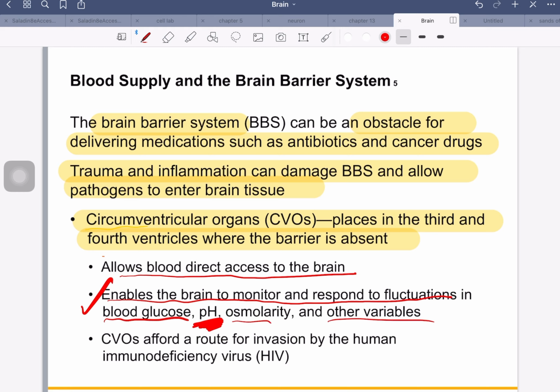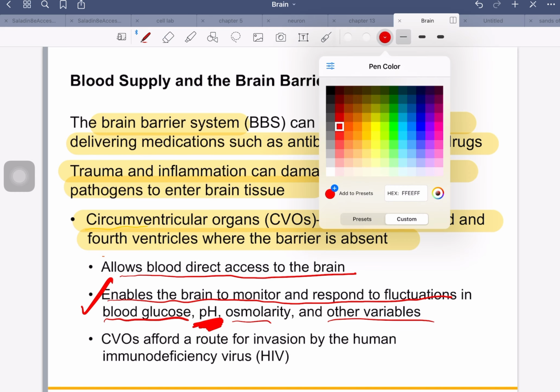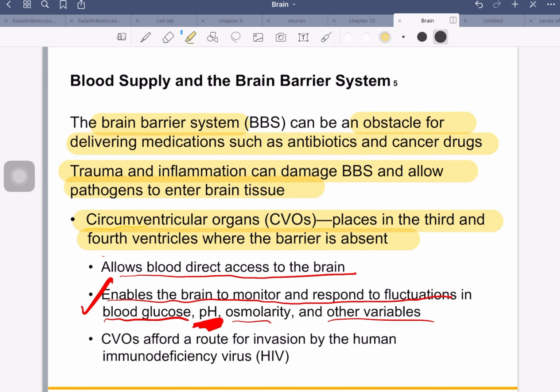Unfortunately, some pathogens can actually use this route. So the human immunodeficiency virus, HIV, can actually use this route to invade the brain.